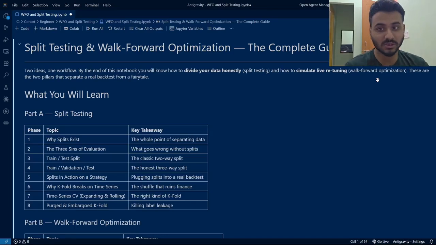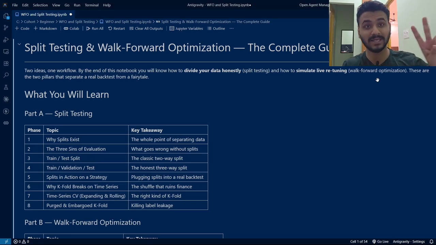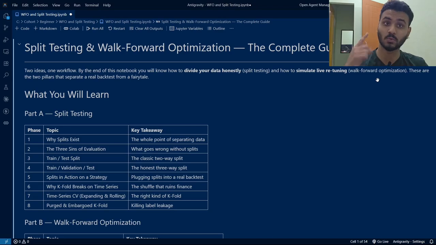Today we are going to be talking about split testing and walk forward optimization in depth so that you can backtest your models properly. Some of you were having trouble with how to split data and how to ensure that you are backtesting it in the right way. Right now, let's talk about it. It's two main core ideas of backtesting in one file.